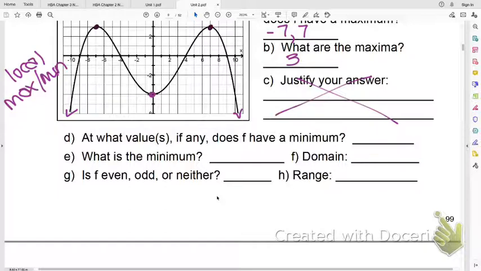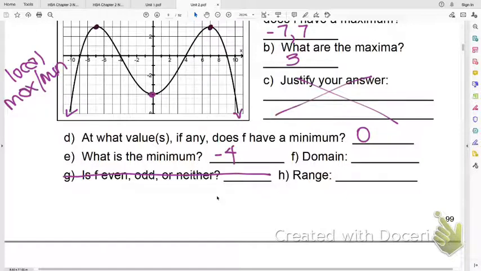So at what value do we have a minimum? X equals 0. What is the minimum value? That's your Y value. In this case, that is what? -4. Okay.